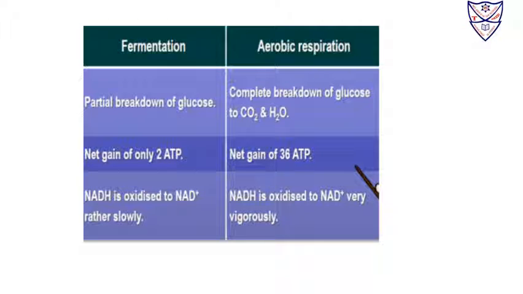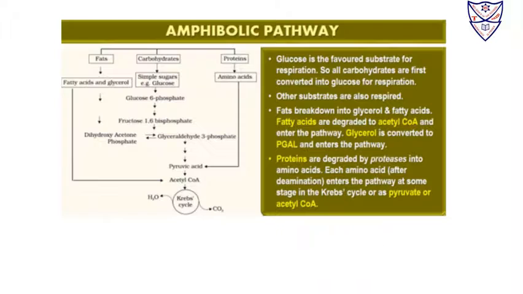So as we know, aerobic respiration gives us more energy compared to anaerobic respiration. Why is that? This is because in fermentation there is partial breakdown of glucose, whereas here there is complete breakdown of glucose to carbon dioxide and water. Here, as I was telling you, there are 36 ATPs, here there are only 2 ATPs. NADH is oxidized to NAD+ very slowly here, whereas here the oxidation is very vigorous.